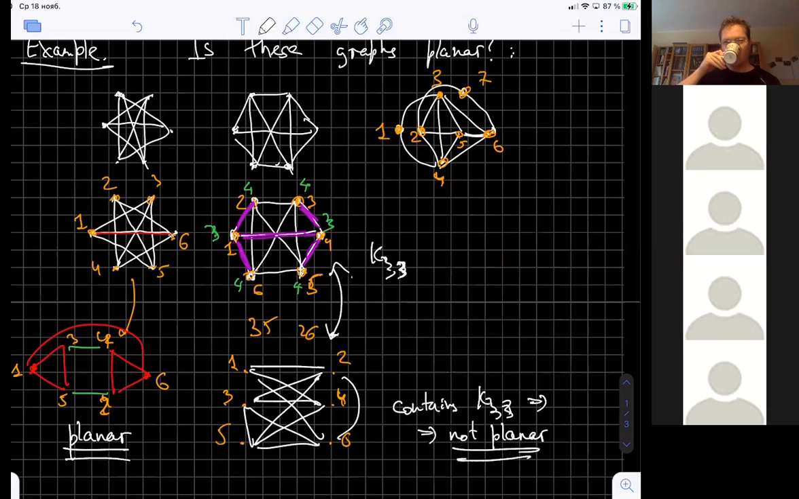Sir, I think the last one is not planar. Why? So if we check the degrees of all the vertices: the degree of vertex 2 is 4. Yes. The degree of vertex 4 is 5. The degree of vertex 5 is 4. The degree of vertex 6 is 4. The degree of vertex 7 is 2, and the degree of vertex 3 is 5.